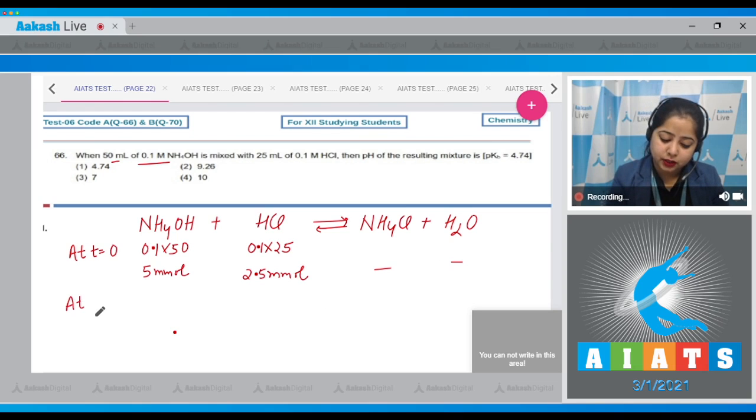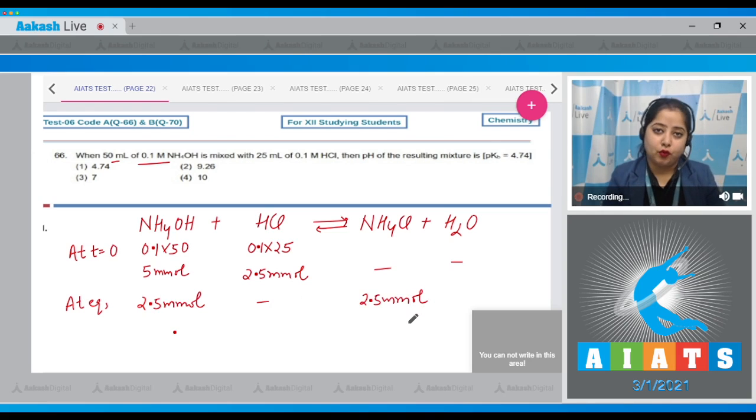So at equilibrium, let's take 2.5 millimoles of HCl reacting with 2.5 millimoles of ammonium hydroxide. So 2.5 millimoles of ammonium hydroxide are left and 2.5 millimoles of ammonium chloride are formed. So student, it is very clear that this is an example of a basic buffer.